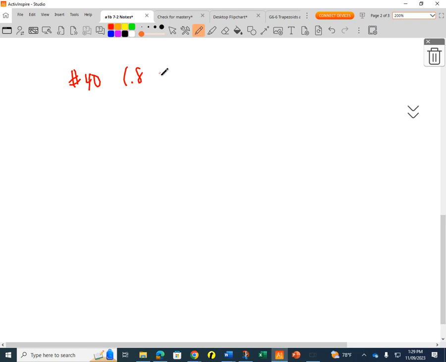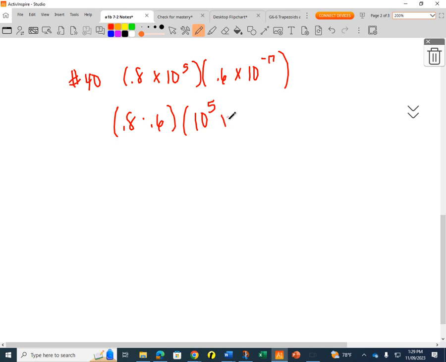0.8 times 10 to the 5th power times 0.6 times 10 to the negative 17th power. Y'all with me? All right, so the first thing we're going to do is rearrange: 0.8 times 0.6 times 10 to the 5th times 10 to the negative 17th. So we rearranged first.